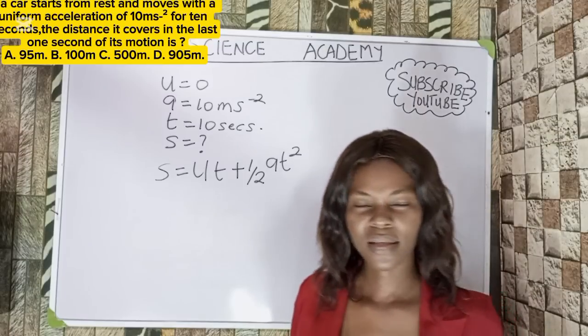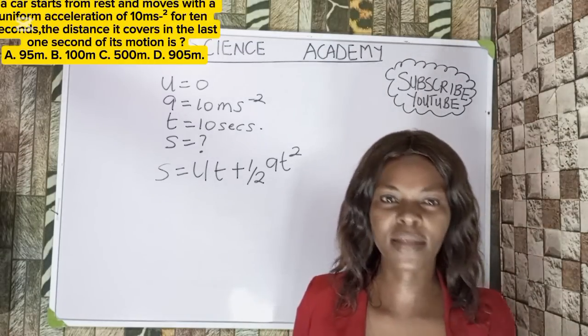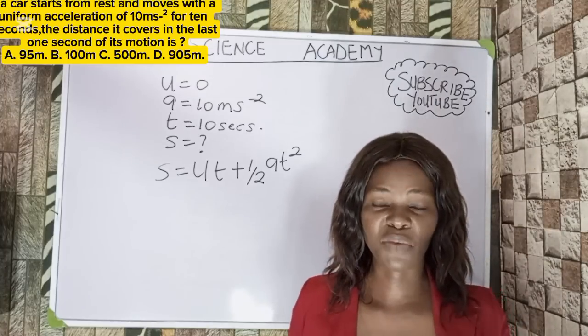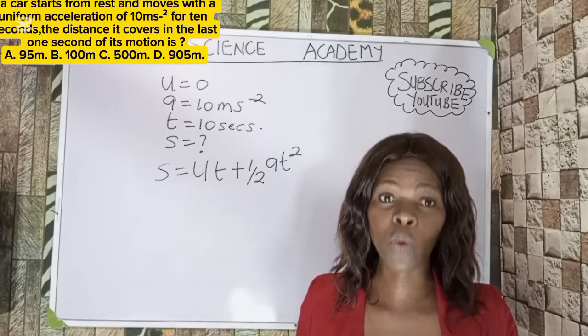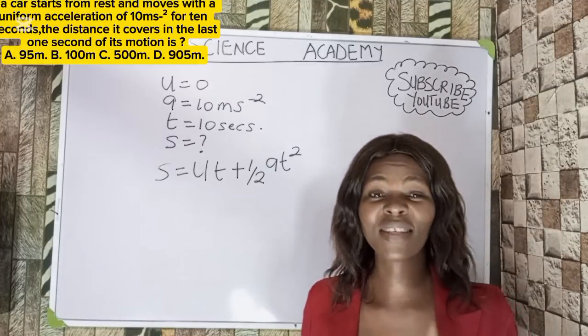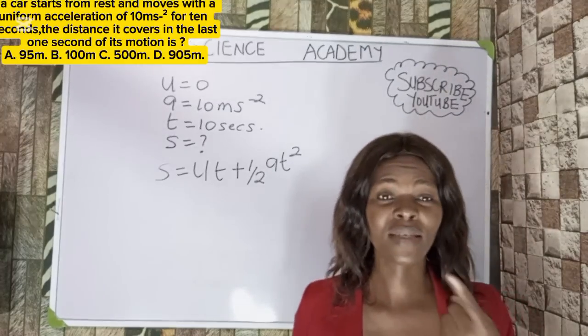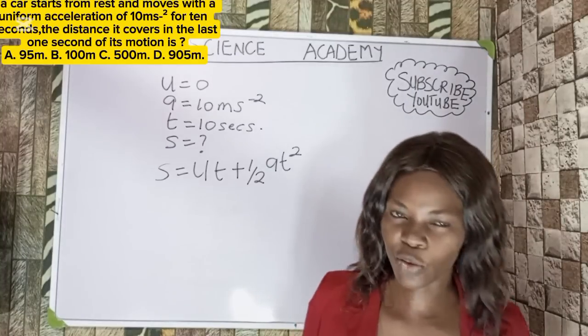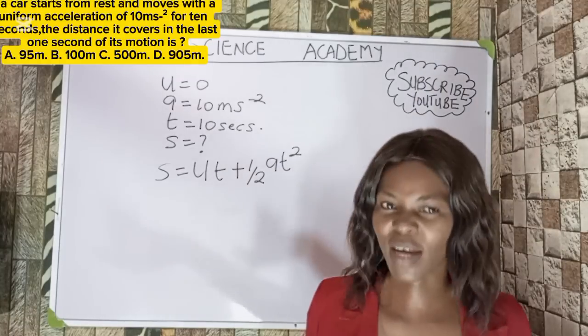That means the last 1 second. You're not going to calculate the time entirely. If you calculate the distance when the time is 10, then the last 1 second means when you subtract 1 from 10, it's going to give us 9. So you're going to calculate the distance when the time is 10 seconds, and also the distance when the time is 9 seconds, which is the last 1 second. Then you find the difference between them. That is what we're actually looking for.